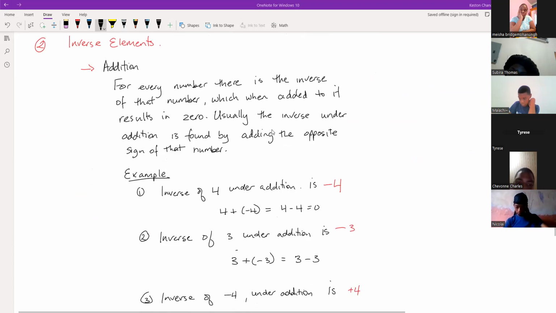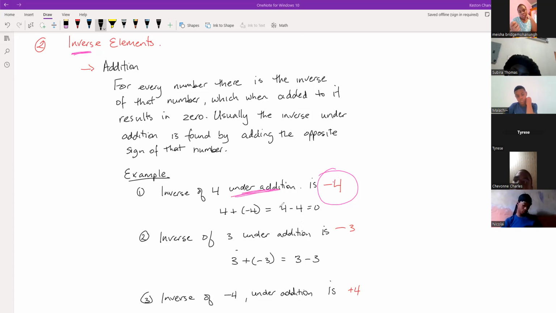So the other one is inverse elements. For addition, you're looking at a number that when you add it to your starting number, you're going to get the result of 0. So how can you get 0 from adding a number to another number? Usually the inverse element is really just the opposite of the number, meaning the positive or the negative of the number. So if you start with a positive 4, the inverse of positive 4 under addition is negative 4. It is the number that when added to this number is going to give you 0 as an answer.